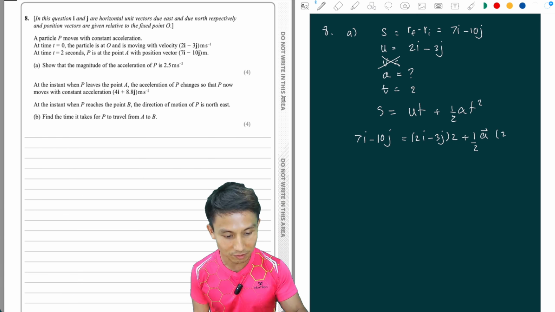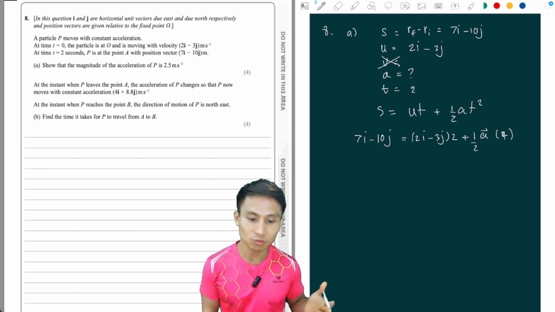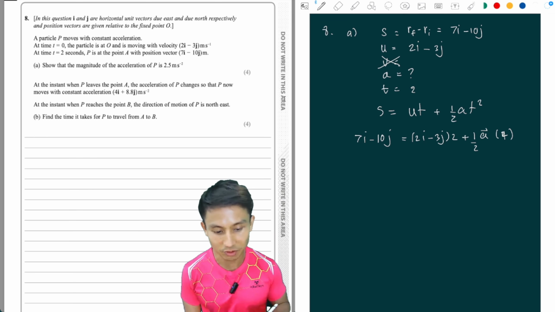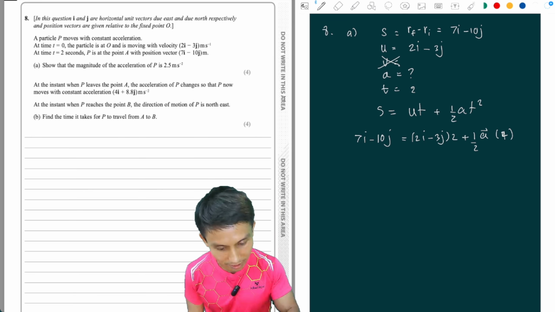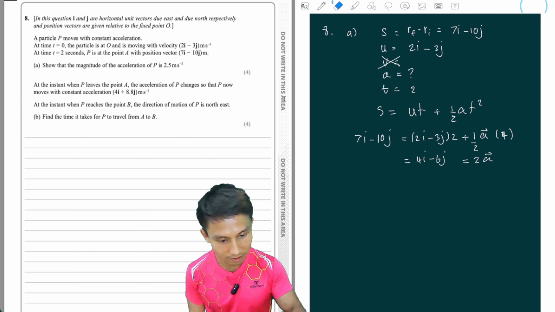So 2 squared, which is 4, times a half is 2. Now we just use algebra to solve for the vector a. Note that there are i components and j components here, so you've got to be careful. Just multiply out: this will be 4i minus 6j, plus 2a. Sorry, that should be a plus there.